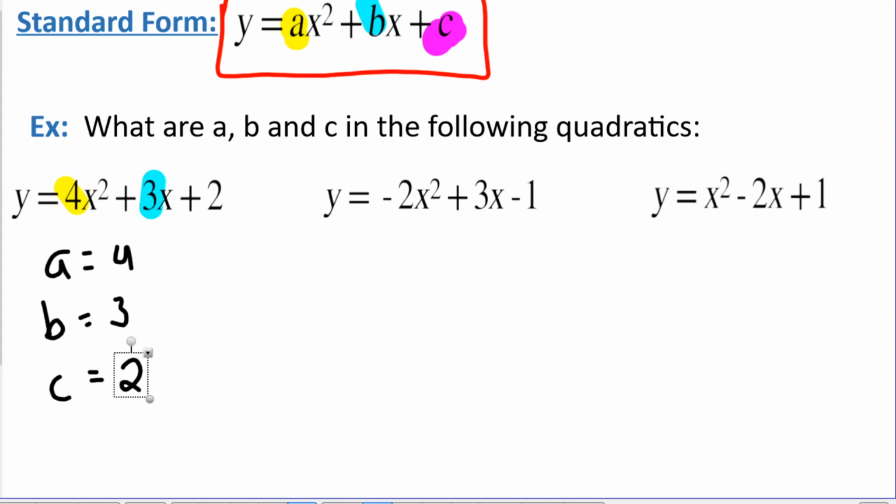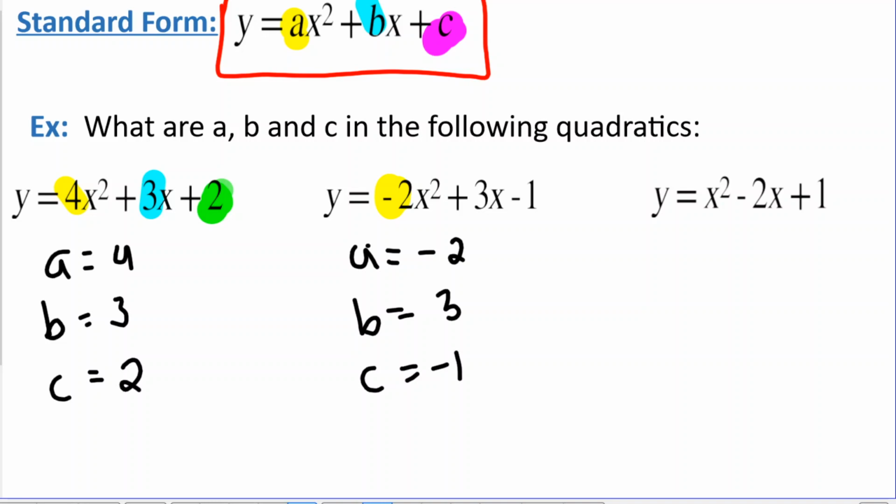So when I continue to look at the next one, we found our constant term here. Again, A is the coefficient in front of x squared. Now be careful, we want to make sure we include the sign. So here A is -2. B is going to be +3. And C is going to be -1. So take a minute, pause, see if you can identify A, B, and C for our last example.